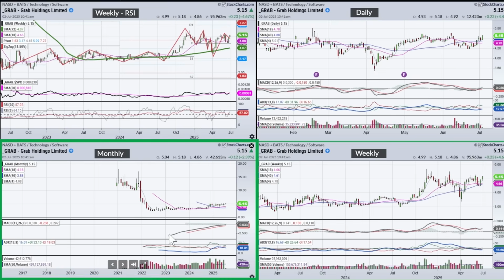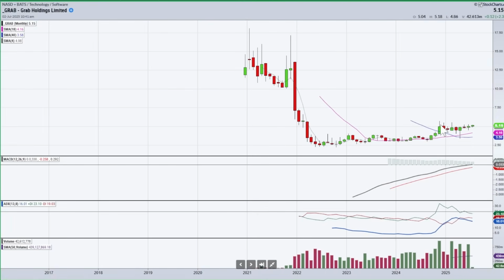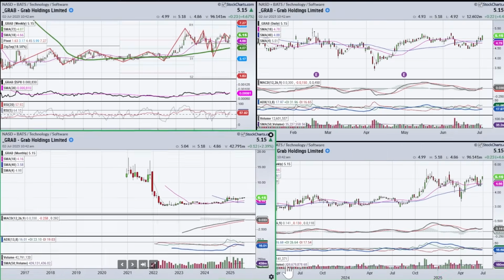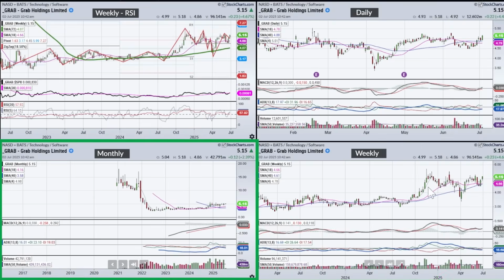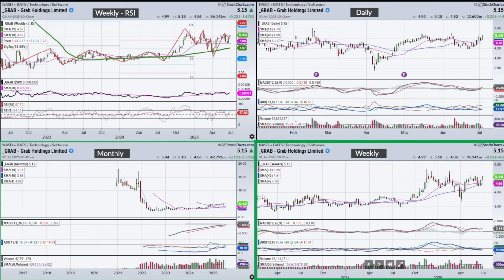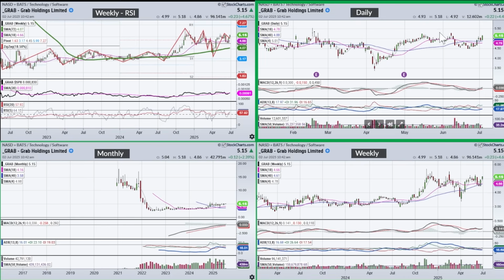GRAB, look at what's taking place here. We've got a really nice solid move, walking sideways as the 18-month climbs underneath with a really good volume pattern on the monthly. And now we've been walking it out in the form of an inverted head and shoulders. You see how we make a left shoulder here, we rally up, we make a head here, rally up, and then a right shoulder here and rally up. I think if we actually can take out this high up here around 5.25, 5.30, something like that, I'd probably want to take a pretty hard look at this.